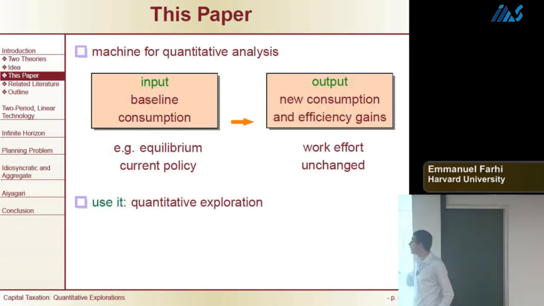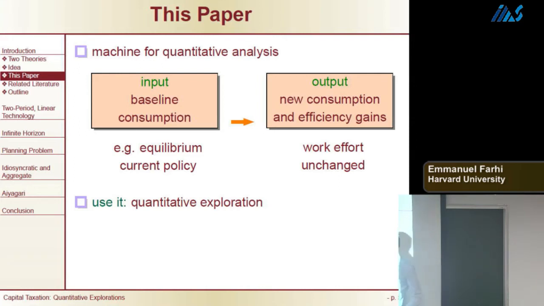So we're going to build what you can think of as a little machine for quantitative analysis. The input is going to be any baseline consumption allocation that's incentive compatible, so implements some kind of labor allocation. And then the output is going to be a new consumption allocation and some efficiency gains. But this consumption allocation is going to implement the same work effort, the same labor allocation.